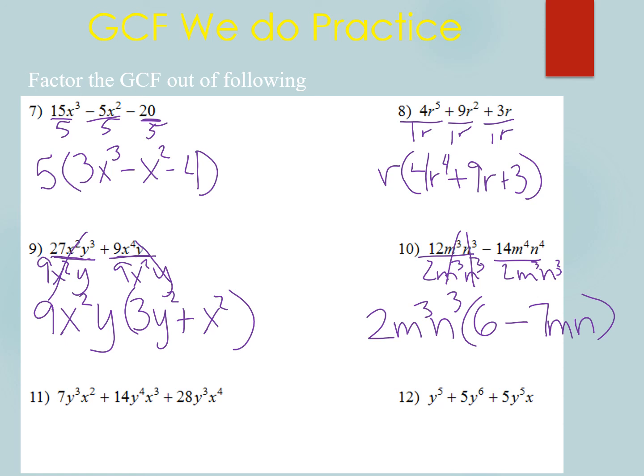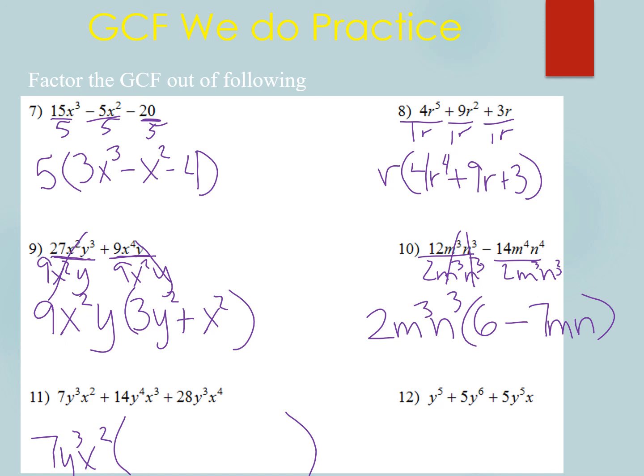Okay, moving on to number 11. 7, 14, and 28, the largest number they have in common is 7. Looking at the y's, this has 3, this has 4, this has 3, so they have, whoops, I shouldn't have written that yet. So they have 3 in common. The x's, this has 2, this has 3, this has 4, so they have 2 in common. And now I can put what they have left.